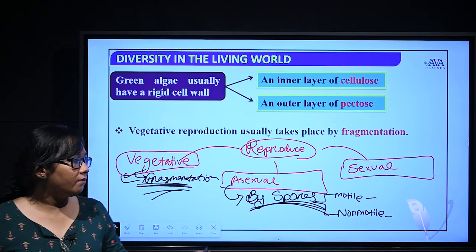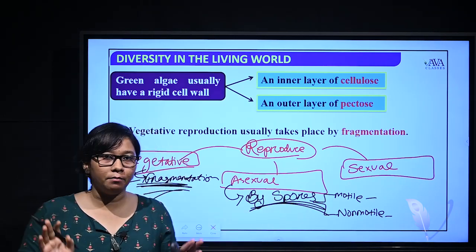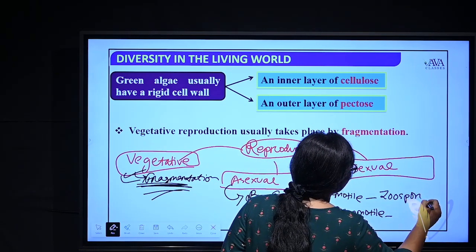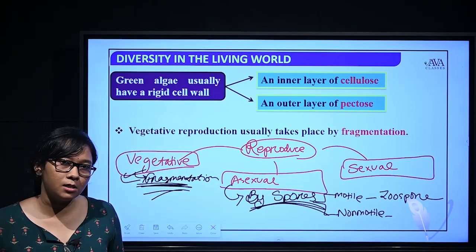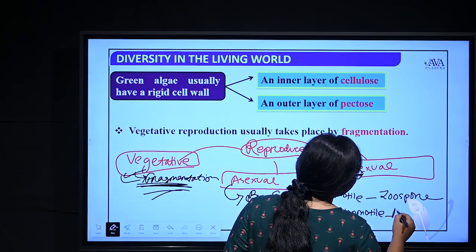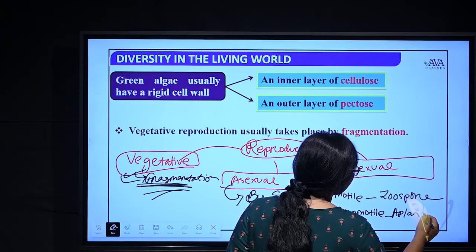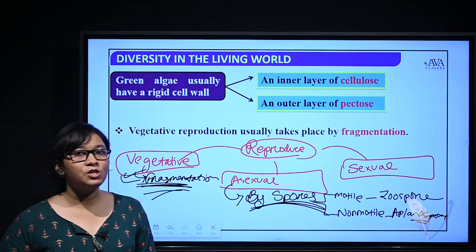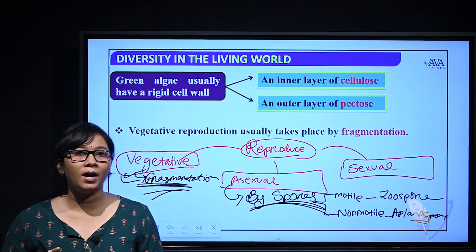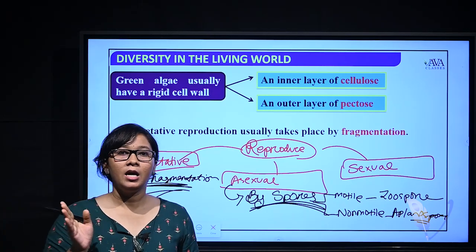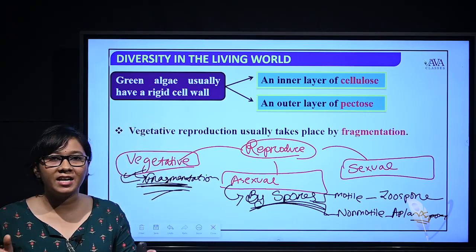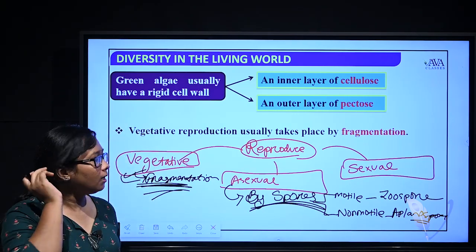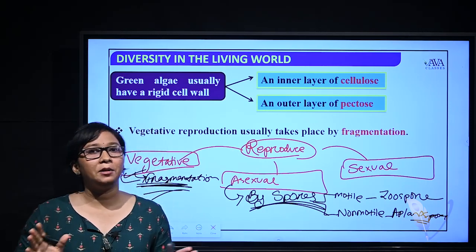The motile form has a name, and that is zoospore. The non-motile form also has a name, that is aplanospore or planospore. So, the asexual reproduction process is carried out generally by means of spores, and those spores might be motile or non-motile.